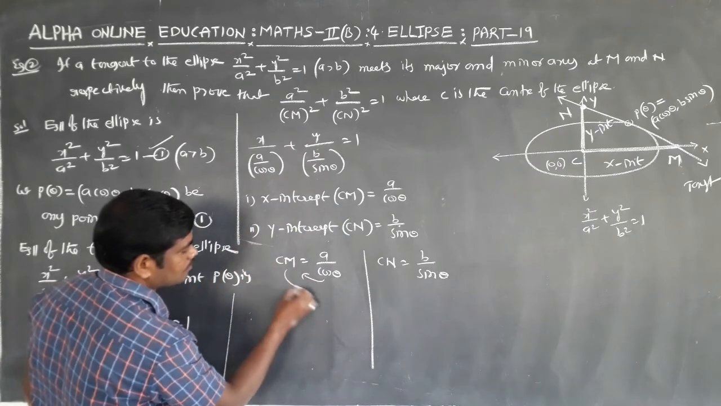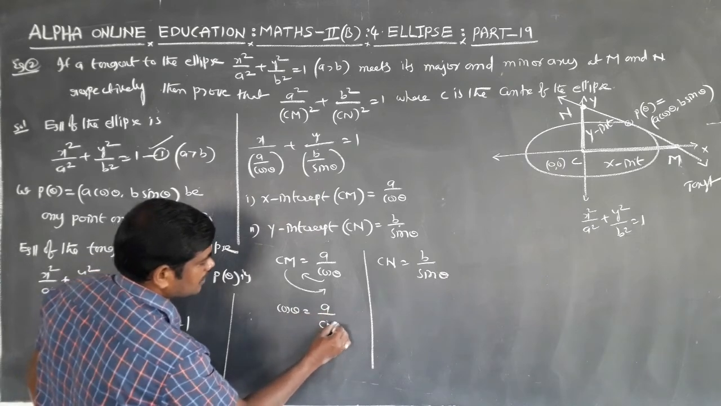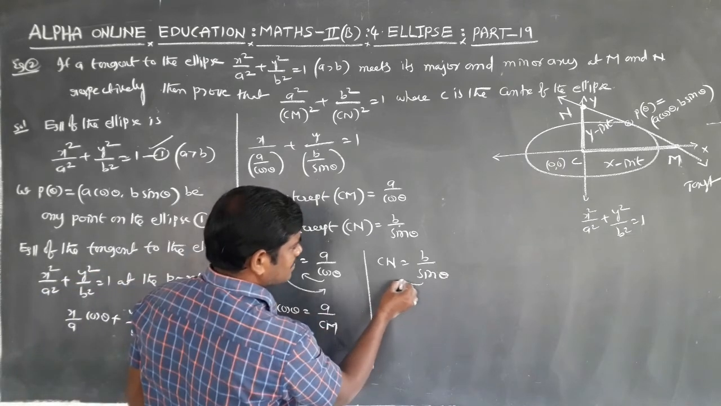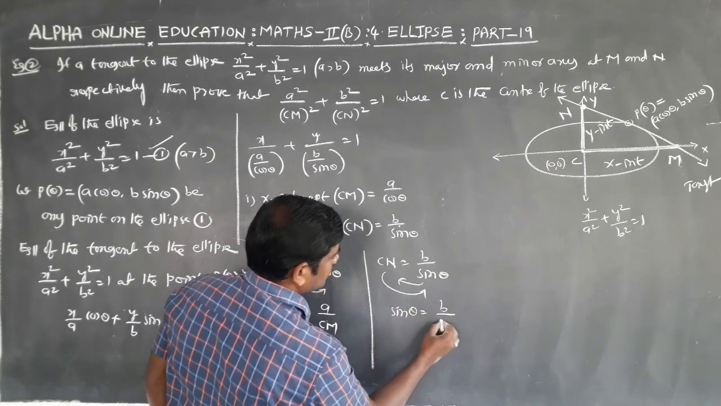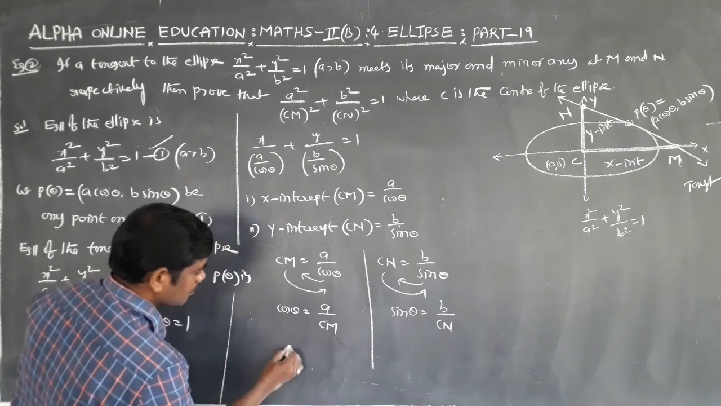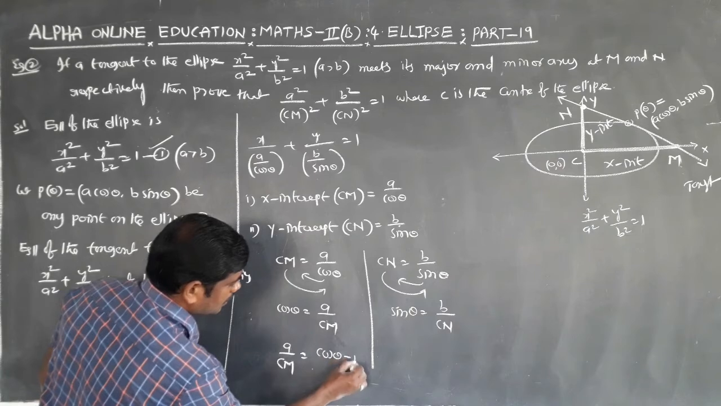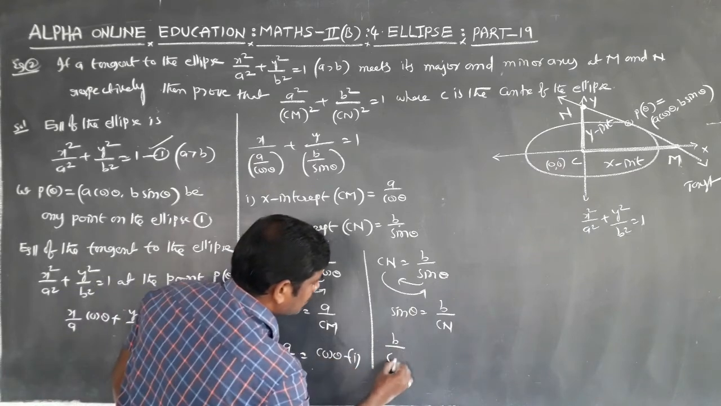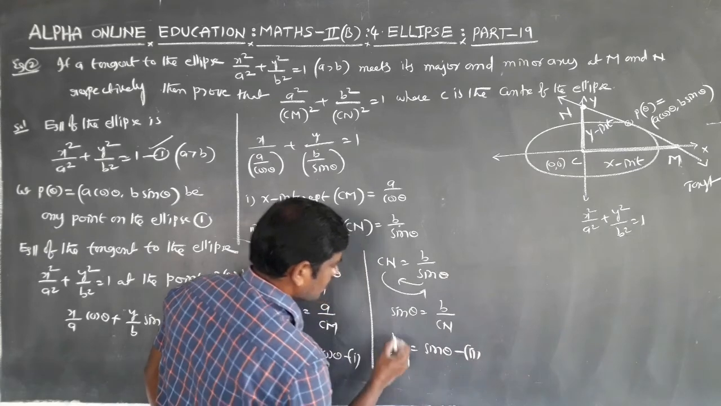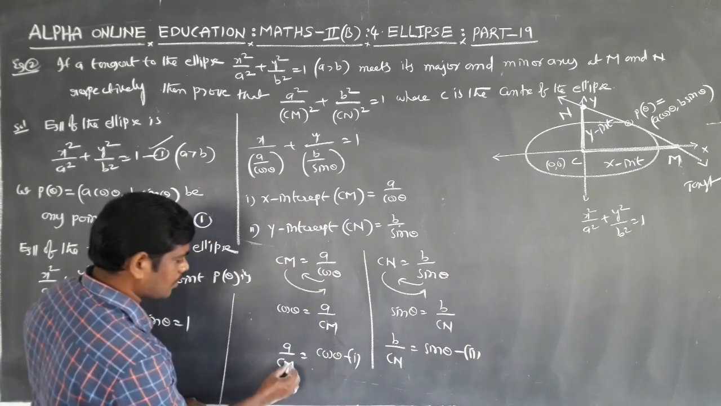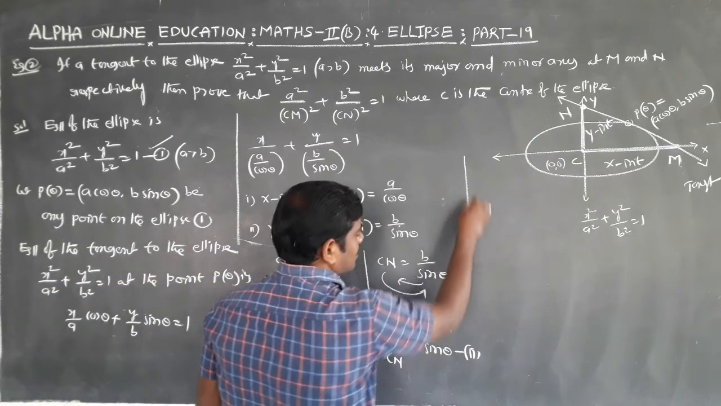Taking cos theta to the left side and CM to the right side, cos theta is equal to a by CM. Taking sin theta to the left side and CN to the right side, sin theta is equal to b by CN. So a by CM is equal to cos theta, and b by CN is equal to sin theta.